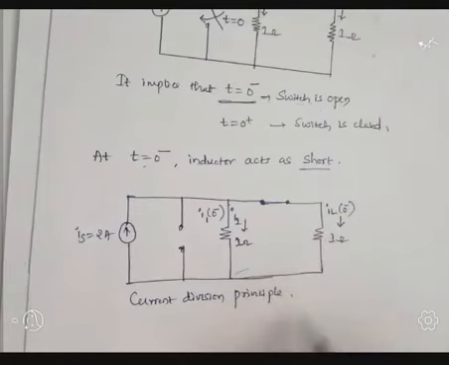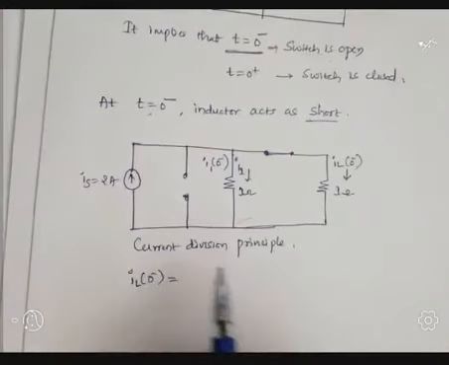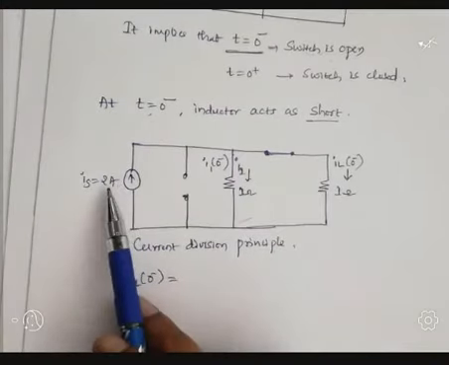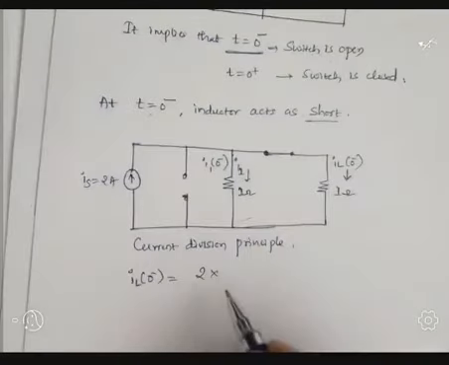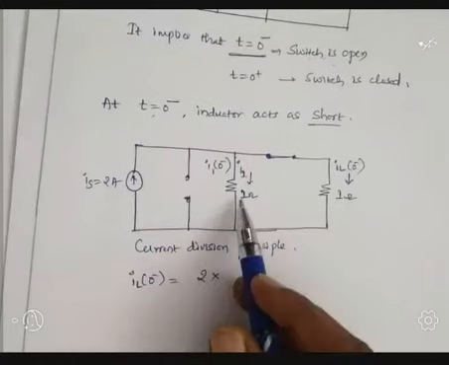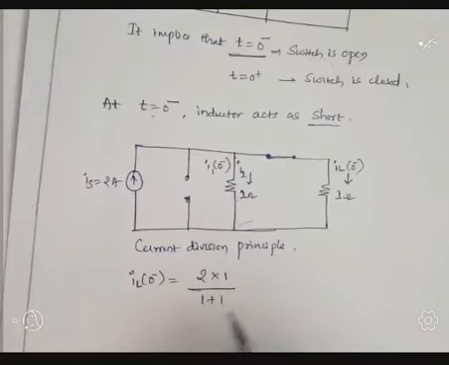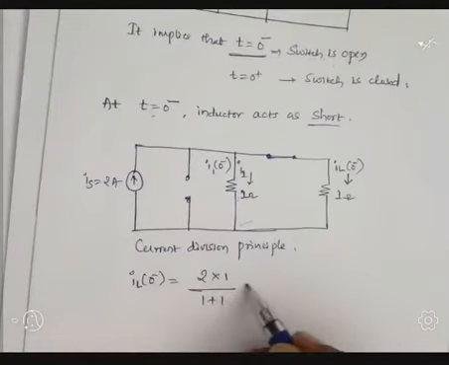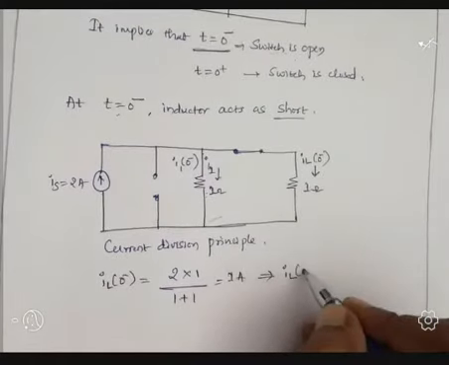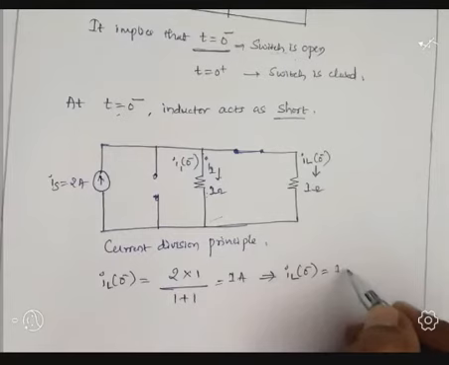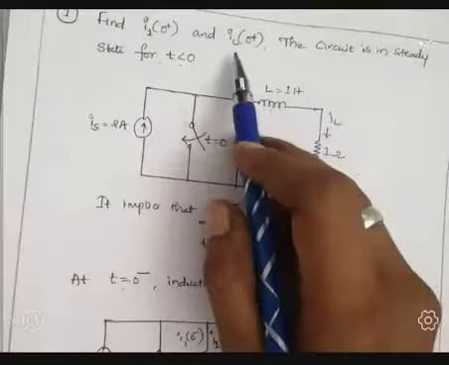So IL of 0 minus is equal to the current source, which is given as 2 ampere, multiplied by 1 ohm divided by 1 plus 1. Simplify, 2 divided by 2, it is 1 ampere. Hence we got IL of 0 minus is equal to 1 ampere. Fine. He is asking for what? IL of 0 plus and I1 of 0 plus.